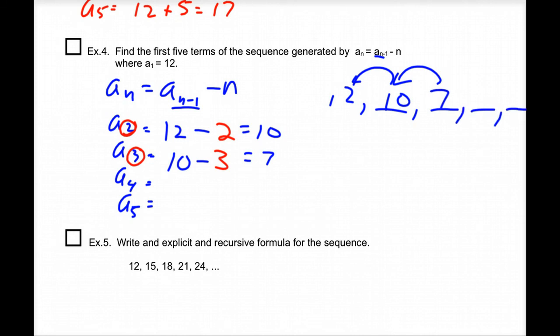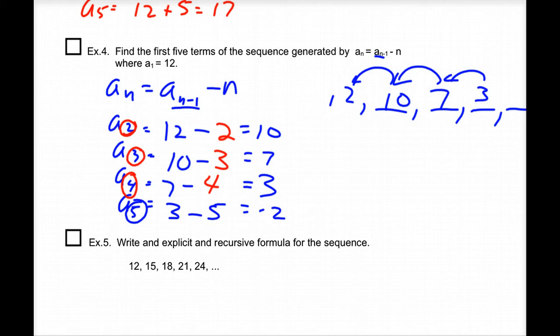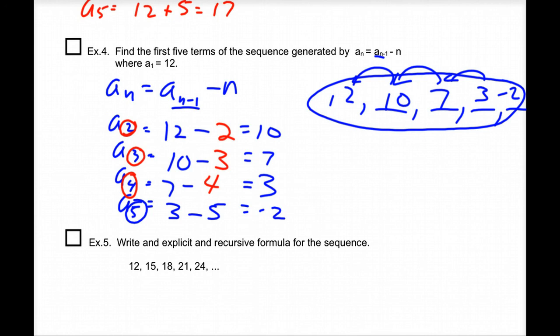To find A sub 4, we take 1 to the left of that, which is 7. Just taking your previous answer, and we subtract. What do we subtract here? Well, we've got a 4 in the subscript. That's our n. Our fourth term, we plug in a 4. So we get 3. And finally, we're going to take our previous answer and subtract 5 in this case, and get negative 2. There's our 5 terms.